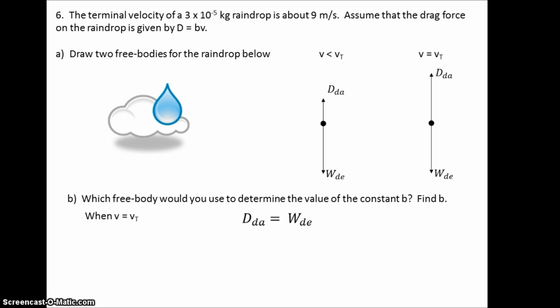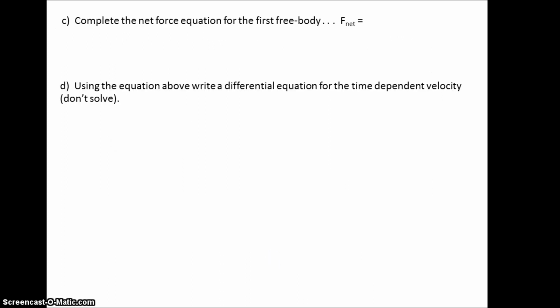So the drag force is equal to the weight force. b times 9 meters per second equals 0.003 newtons. So b would be equal to 3.3 times 10 to the negative fifth kilograms per second. Complete the net force equation for the free body. This would be F net equals weight minus the drag force.